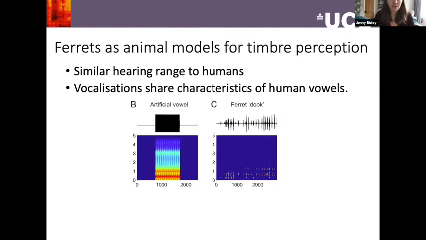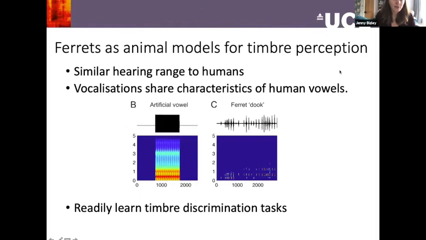Ferrets are very vocal animals. They're quite happy and chatty. And one of the vocalizations they make, called a duke, actually shares quite similar properties to human vowel sounds. You can see they're composed of very short syllables, but each syllable has a pitch to it, and has what look like formants in it.